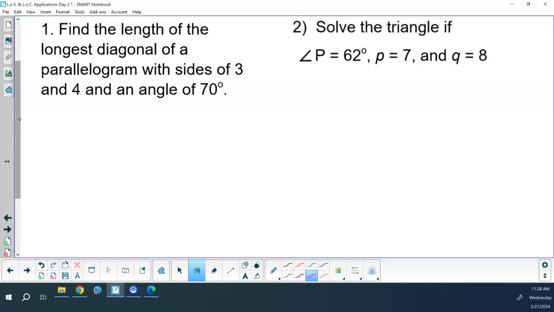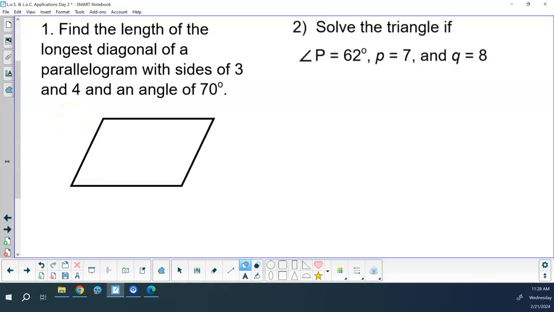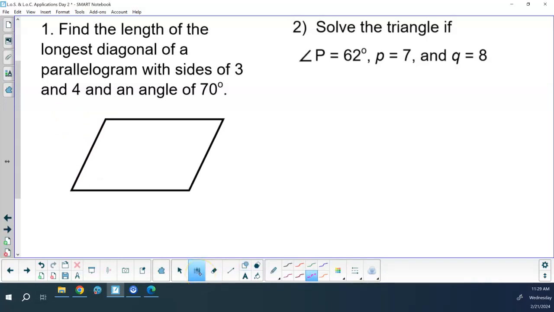Oh, that's right. I got a parallelogram drawer. Do we? We do. There's a shape. There it is. Yep. Nice one. Parallelogram drawer. Love the parallelogram drawer.